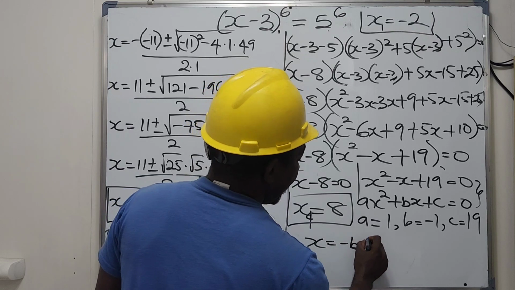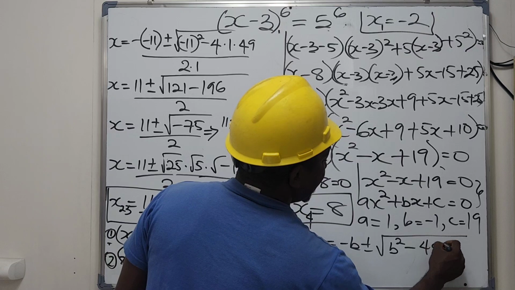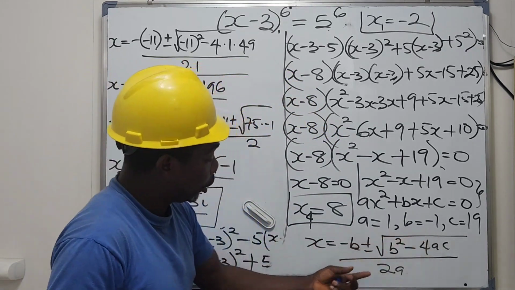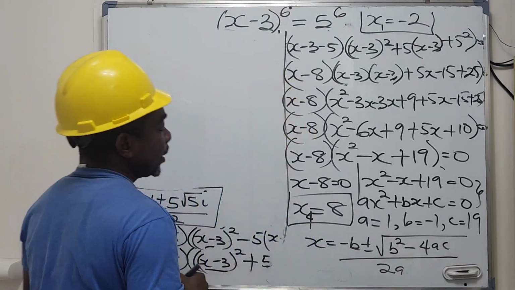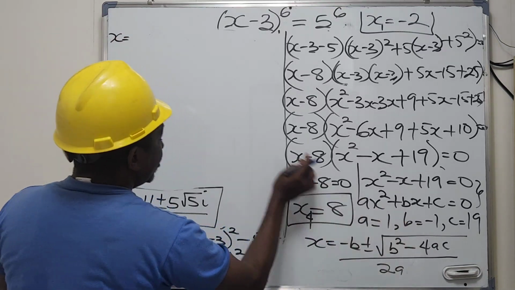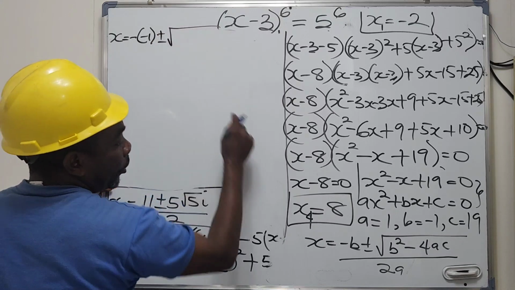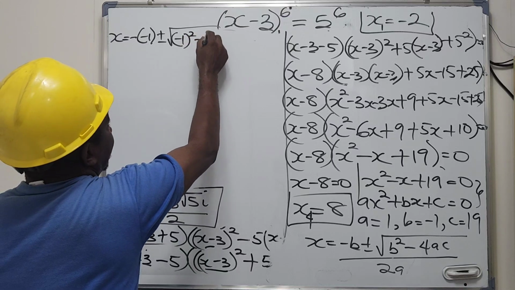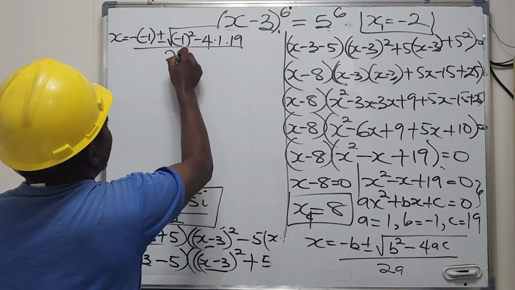So we need to substitute that into the quadratic formula, which is in the form x equals minus b plus or minus square root of b to the power of 2 minus 4ac all over 2a. So we need to substitute these parameters into this quadratic formula, which will give us the value of x. Our minus b is minus into minus 1, plus or minus square root of b to the power of 2, which is minus 1 to the power of 2, minus 4 times 1 times 19, all over 2 times 1.